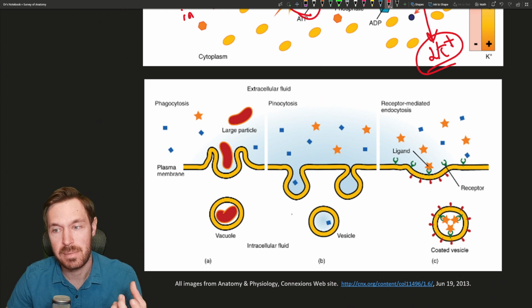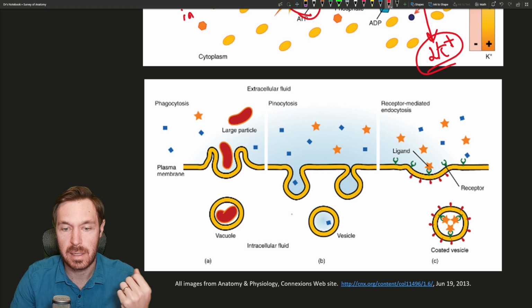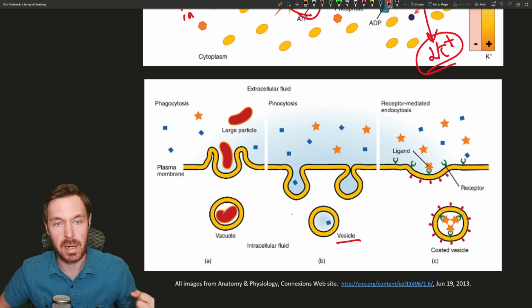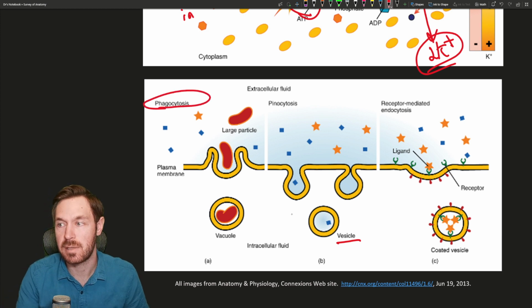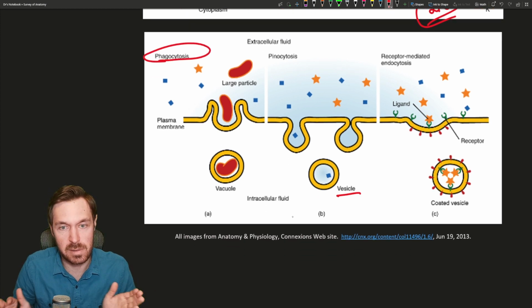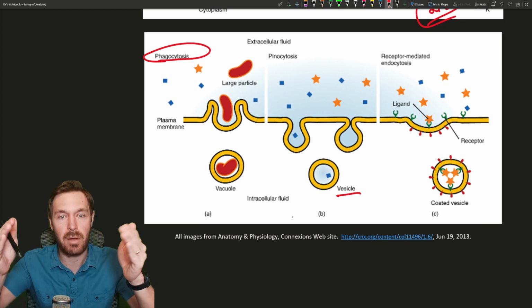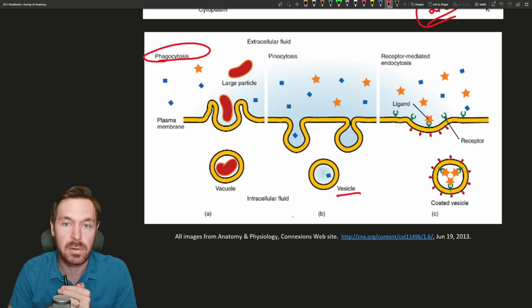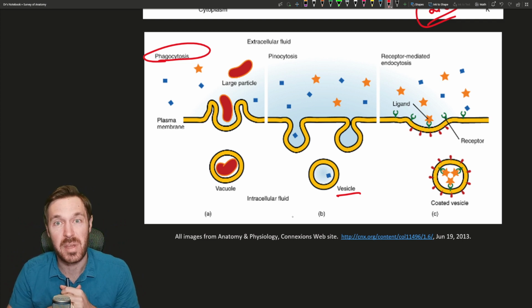There are 3 types of ways you can bulk move things inside the cell. And every time you do that, you form a mini cell or a vesicle because it pinches off part of the cell membrane. The first type here is known as phagocytosis. Phagocytosis is when the cell membrane kind of reaches out, engulfs the large particle, and brings it in. This works for some food particles. It's how your phagocytes and neutrophils and those cells ingest microbes for your immune system and so forth.